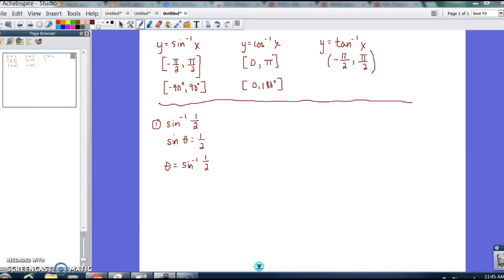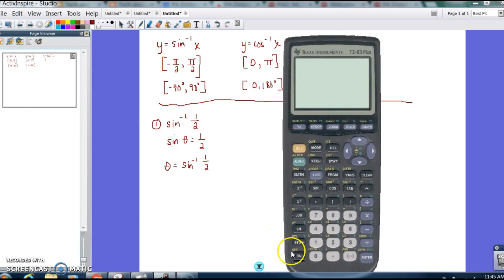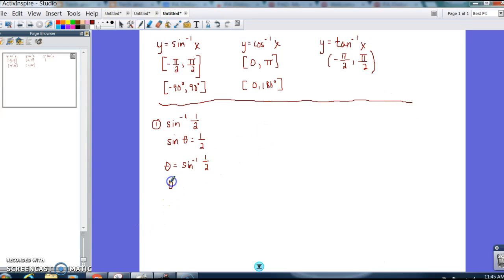That you can actually do right in your calculator. Okay, so you can go to your calculator, clear that out, and you can say just second sine of 1 divided by 2, and it's going to give you an answer of 30. So theta is 30 degrees, but we should always put our answers in radians. So 30 degrees in radians would be pi over 6 radians.